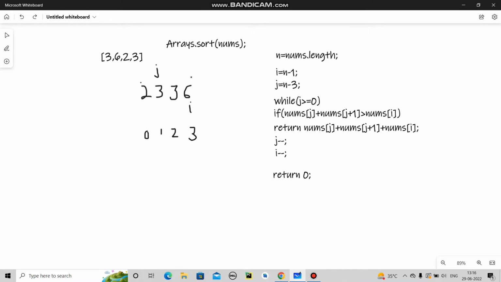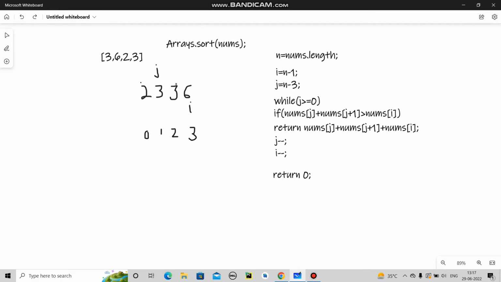So we are going to solve this question using two pointers. The first pointer i will be at n minus 1 index, where n is the length of the array. So i would be at 4 minus 1, 3, and j will be at n minus 3, that is 4 minus 3, 1. So while j is greater than or equal to 0, we will check if nums of j plus nums of j plus 1 is greater than nums of i. So basically we are checking the condition to form a triangle.